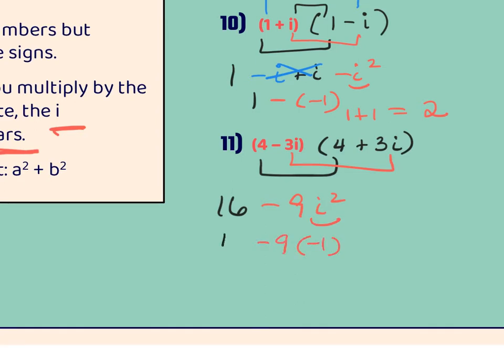I like to rewrite the problem. Negative 9 times negative 1 becomes positive 9. Add 16 plus 9, and my answer is 25. I'm going to do 2 more examples of rationalizing, and then I'll finish the notes on Monday.